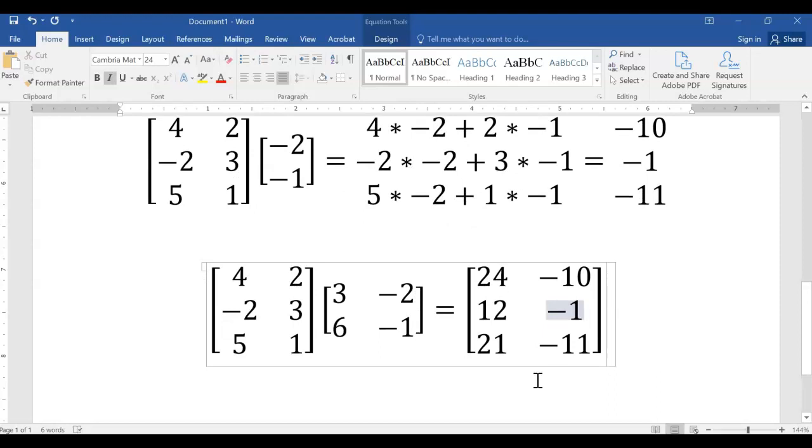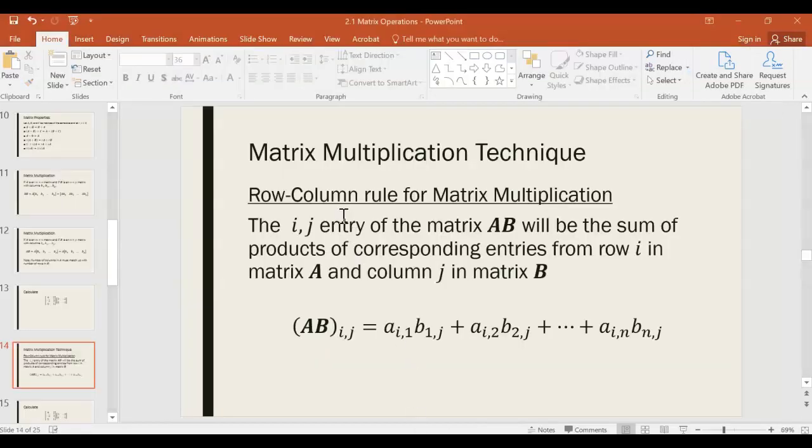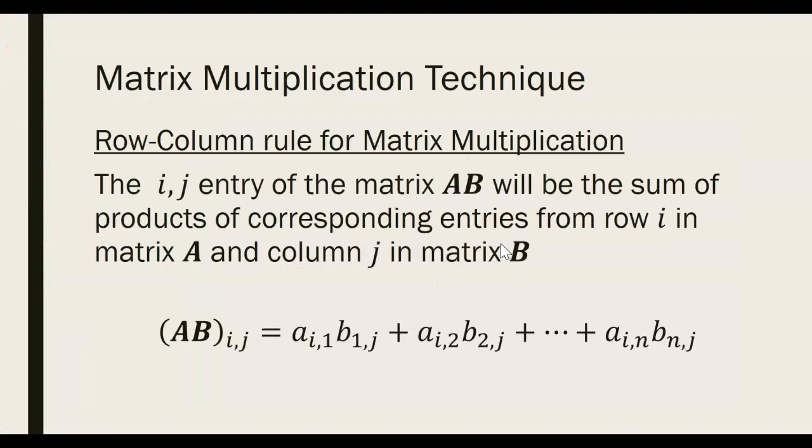So that's this matrix multiplication technique. Rows from A are going to multiply times columns from B. And when we multiply a row by a column, we add up all the entries. That gives me the entry which is in row I and column J of the product matrix.